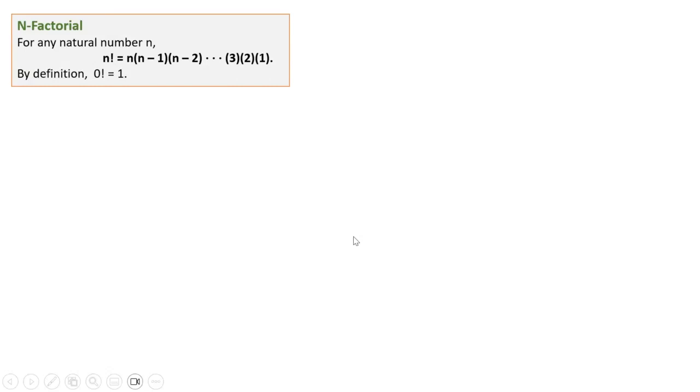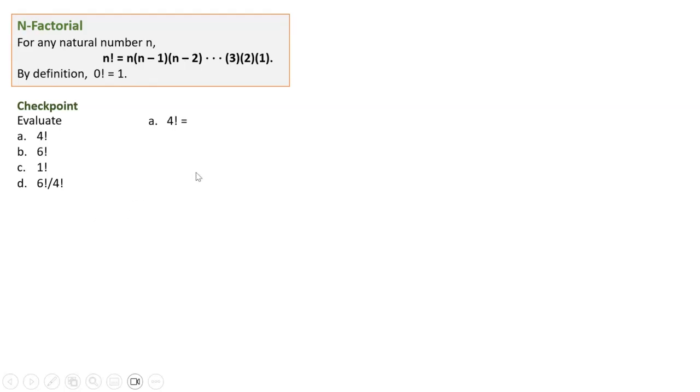Now comes factorial. The n factorial means for any natural number n, the n factorial will be n times n minus 1 times n minus 2, down to times 3 times 2 times 1. And by definition, 0 factorial is equal to 1. Checkpoint. Evaluate A, 4 factorial, B, 6 factorial, C, 1 factorial, and D, 6 factorial divided by 4 factorial.